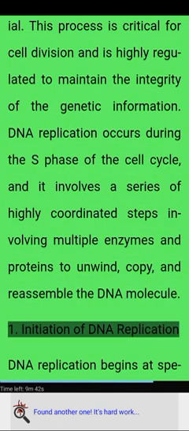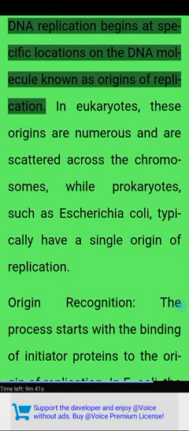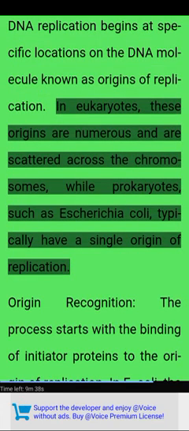1. Initiation of DNA replication. DNA replication begins at specific locations on the DNA molecule known as origins of replication. In eukaryotes, these origins are numerous and are scattered across the chromosomes, while prokaryotes, such as Escherichia coli, typically have a single origin of replication.